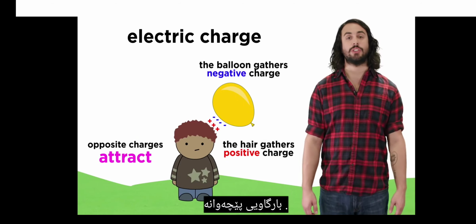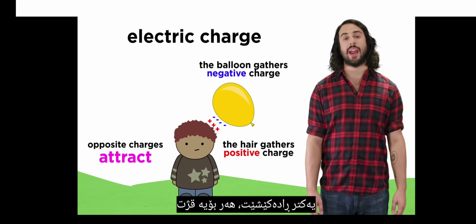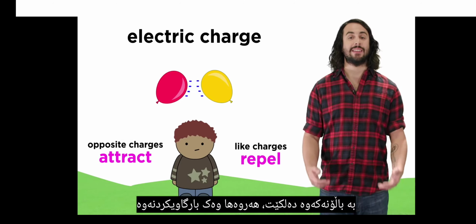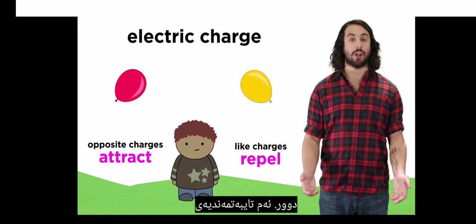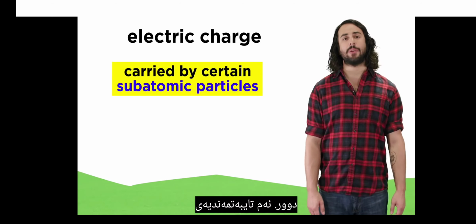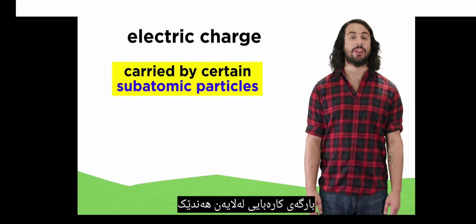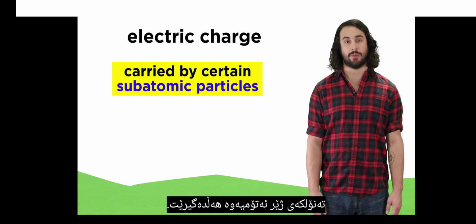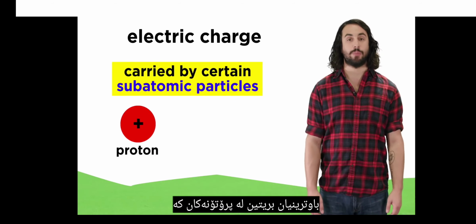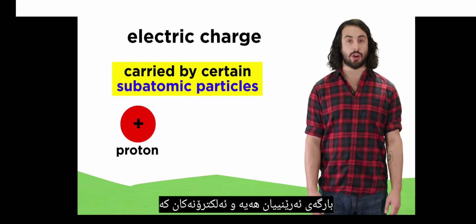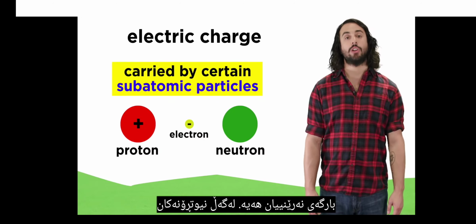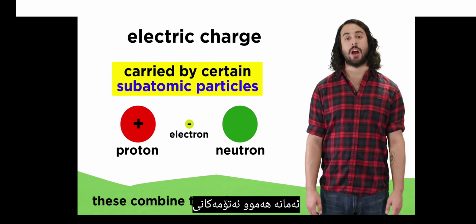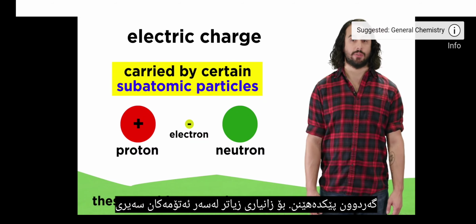Opposite charges will attract one another, which is why your hair sticks to the balloon, and like charges repel, which is why the two balloons push each other away. This property of electric charge is carried by certain subatomic particles. The most common of these are protons, which are positively charged, and electrons, which are negatively charged. Along with neutrons, these make up all the atoms in the universe.